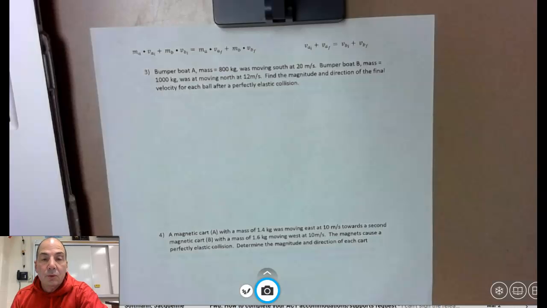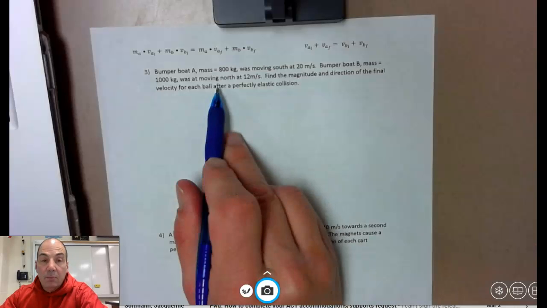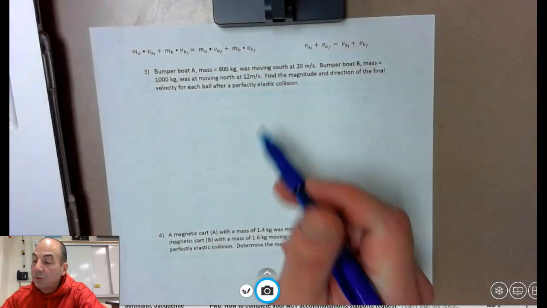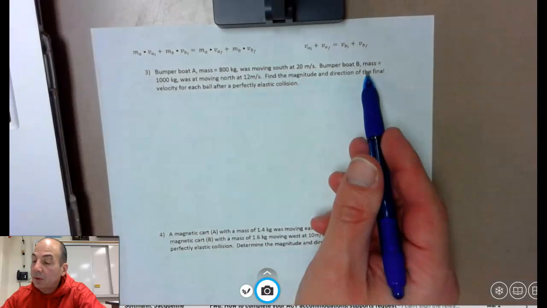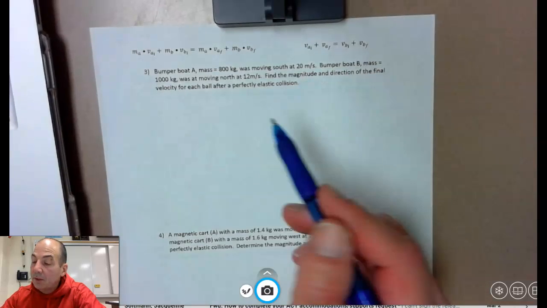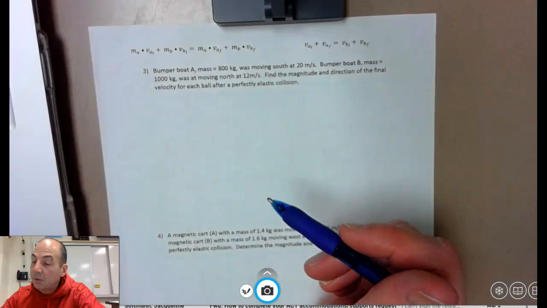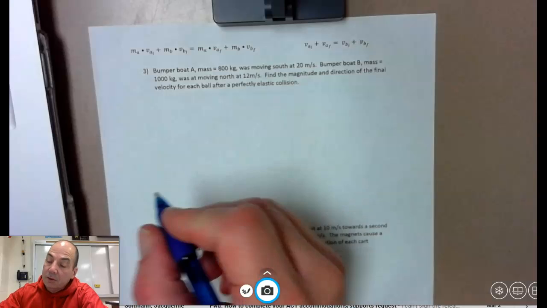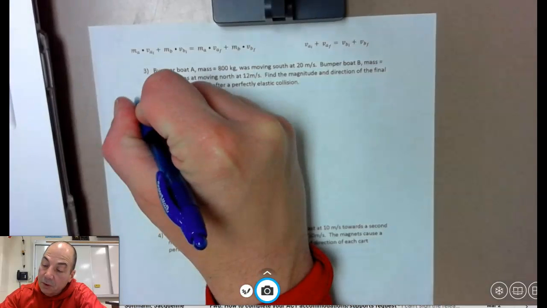So let me go into number 3 now. Same idea. So we have bumper boat A, mass is 800 kilograms, and moving south at 20 meters per second. Bumper boat B, mass is 1,000 kilograms, moving north at 12 meters per second. And again, we know it's a perfectly elastic collision since that's the whole worksheet.